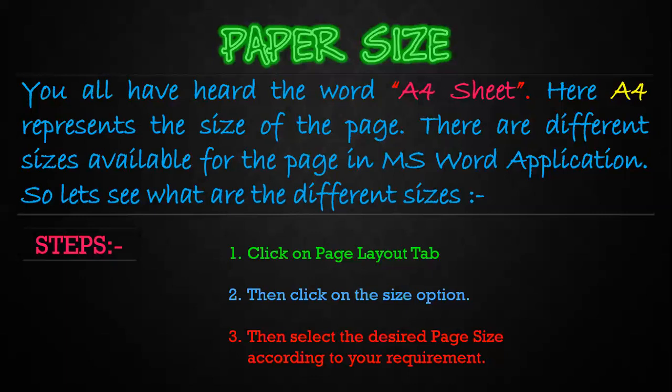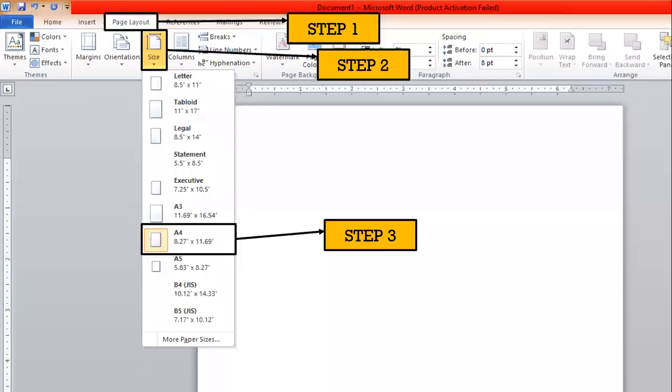So the steps for changing the paper size you have to follow are: first click on the page layout tab, then click on the size option, then select the desired page size according to your requirement. So let's see what are those different steps.